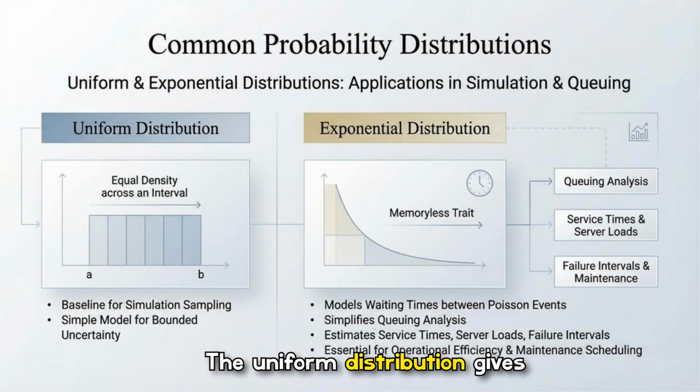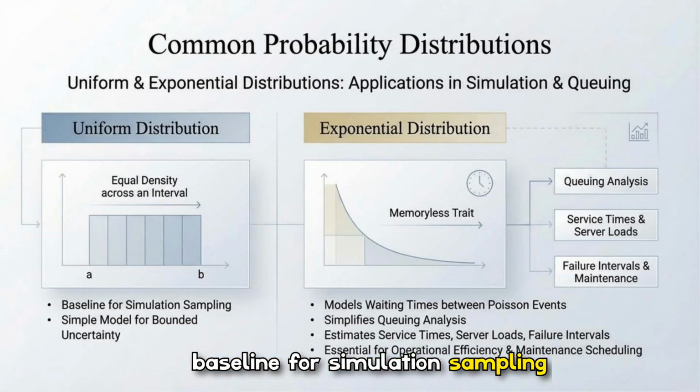The uniform distribution gives equal density across a bounded interval and serves as a simple baseline for simulation sampling and bounded uncertainty, whereas the exponential distribution models waiting times between Poisson events, exhibits a memoryless trait, and is widely used for queuing analysis, estimating service times, and scheduling maintenance.